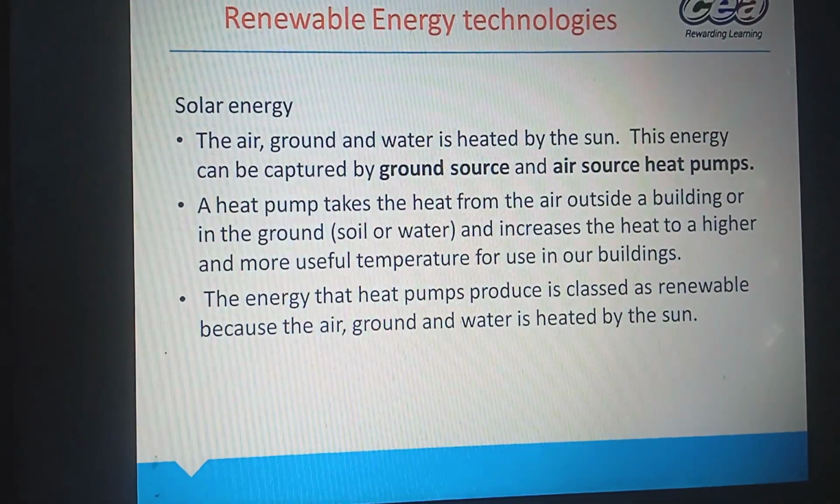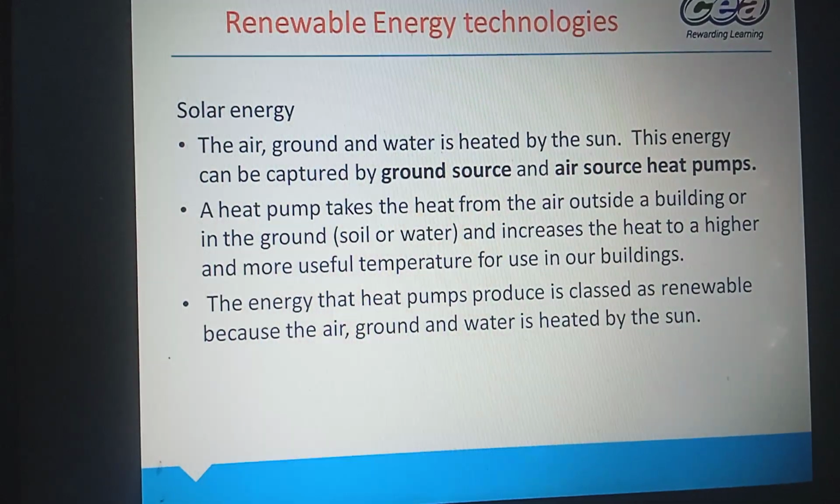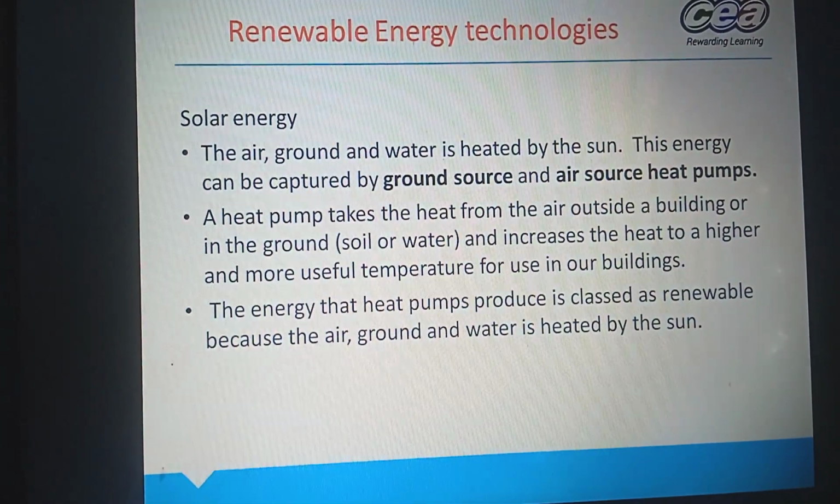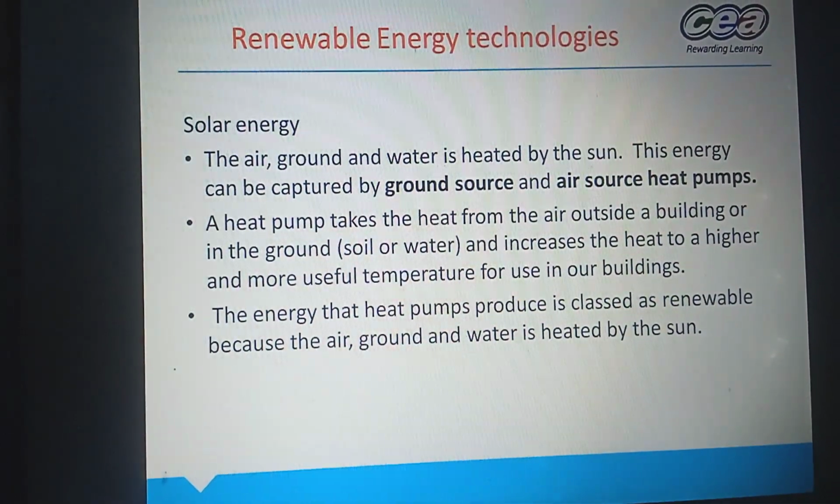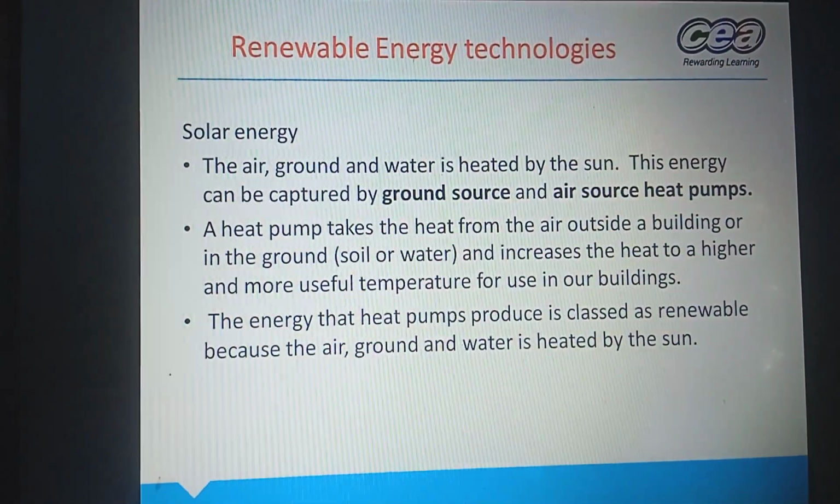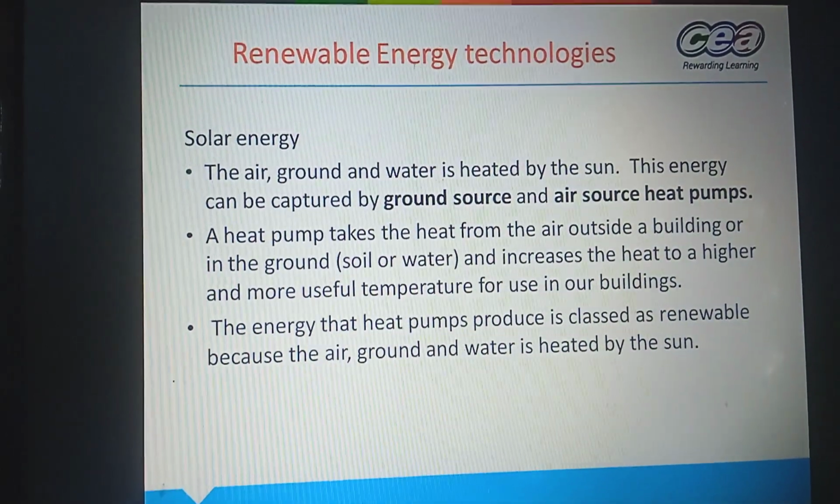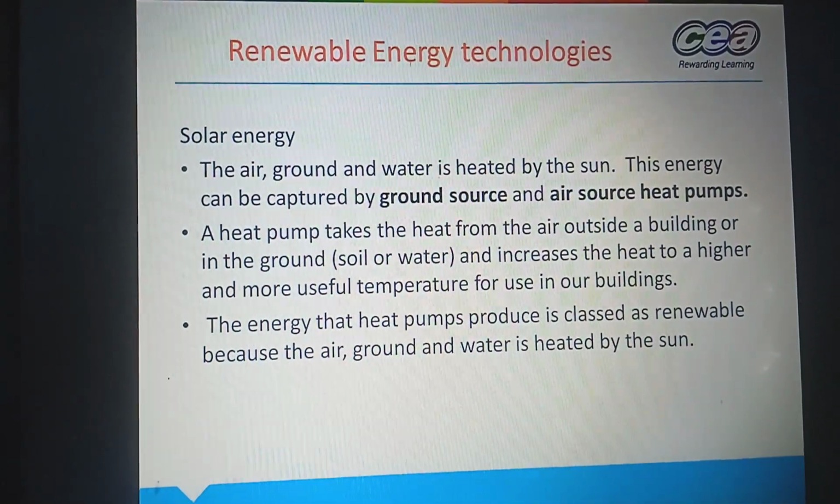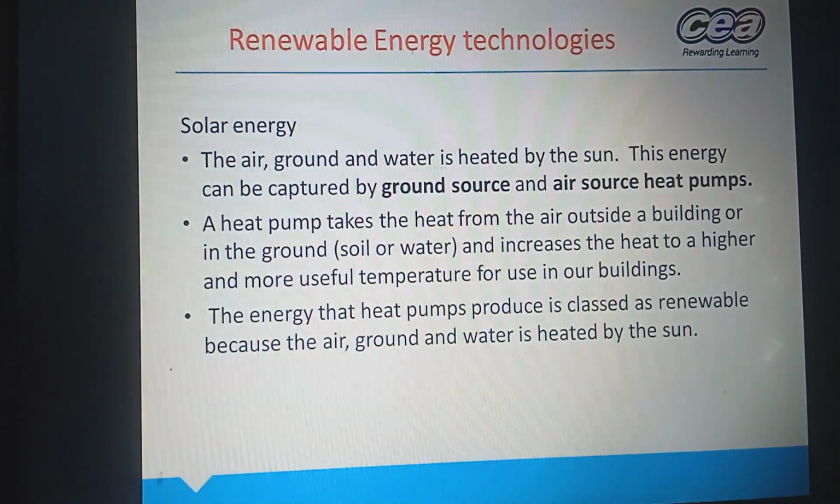The air, ground and water are heated by the sun. This energy can be captured by ground source and air source heat pumps. A heat pump takes the heat from the air outside a building or in the ground and increases the heat to a higher and more useful temperature for use in buildings. The energy that heat pumps produce is called renewable because the air, ground and water are heated by the sun.